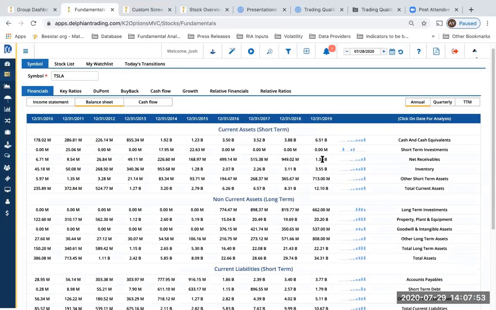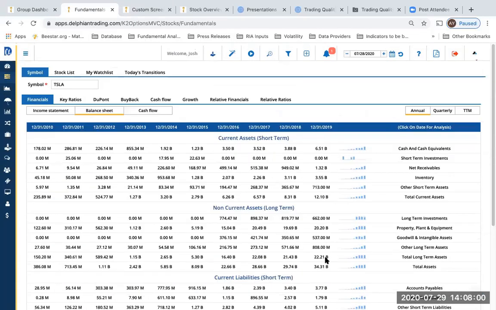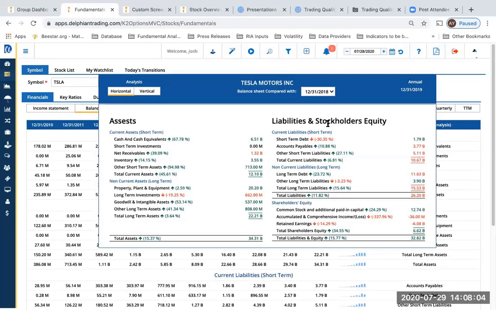This is a traditional way of looking at the balance sheet numbers. It's pretty difficult to understand what it is, right? If you look at this one, some of these assets are not matching. This is weird. But if you look at it this way, right?